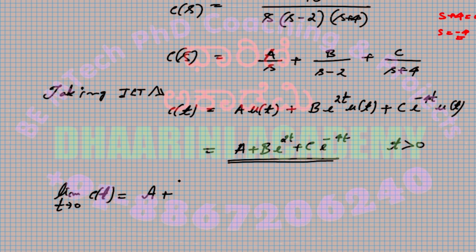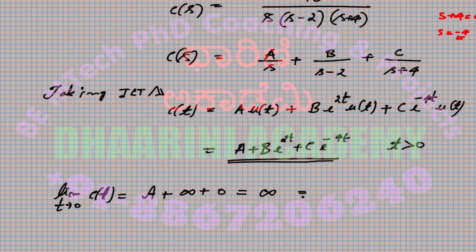Are you sure? No, e to the infinity is not 0. See, if you have e to the minus infinity, that becomes 0. But right now, it's e to the power of a large number, right? Something raised to a large number will be equal to infinity. So plus infinity, and the third term will be 0 because you have a minus over there. Okay, negative powers. Fine. So this is equal to infinity, right?